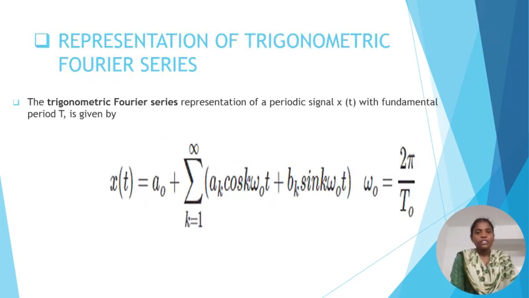Next, we discuss the representation of the trigonometric Fourier series. The trigonometric Fourier series representation of a periodic signal x of t with the fundamental period T is given by x of t is equal to a naught plus summation k equal to 1 to infinity of a k cos k omega naught t plus b k sin k omega naught t. Here omega naught is equal to 2 pi by T naught.